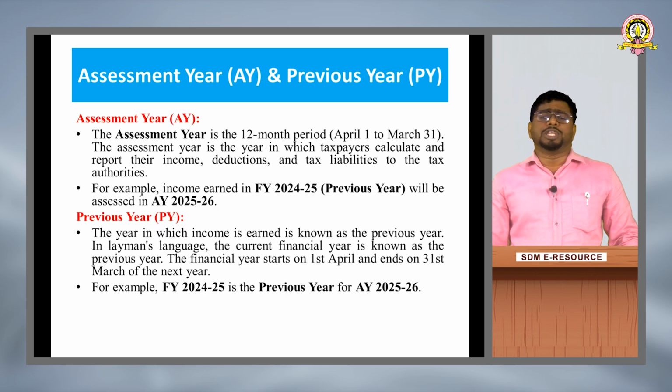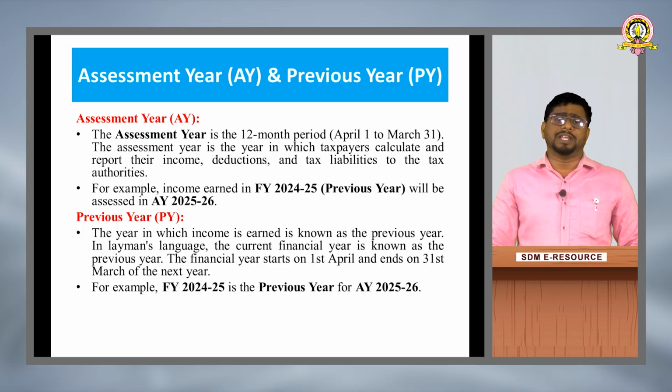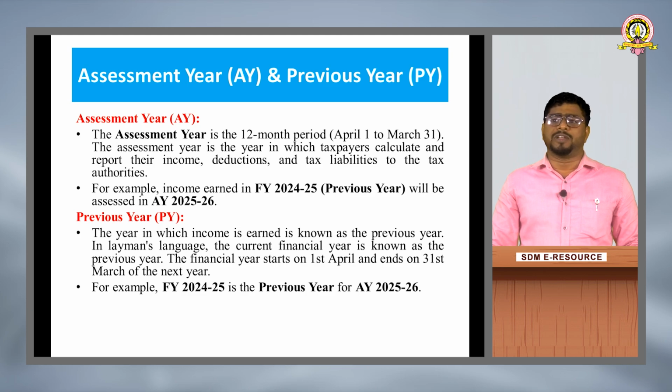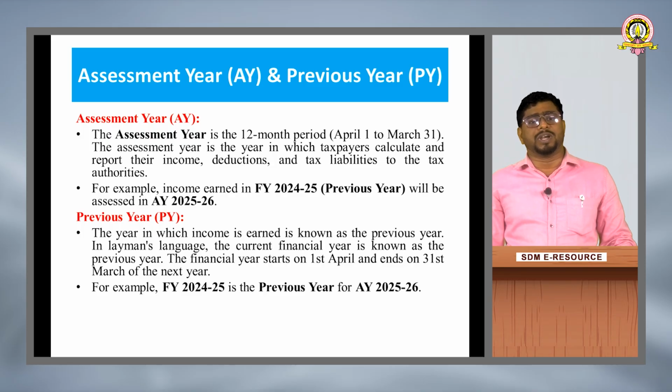Next important terminology used in income tax is assessment year and previous year. The assessment year is a period of 12 months starting from 1st April and ending on 31st March. The assessment year is the year in which taxpayers calculate and report their income, deductions and liability to the tax authorities. For example, income earned in the financial year 2024-25, that is the previous year, will be assessed in the assessment year 2025-26.